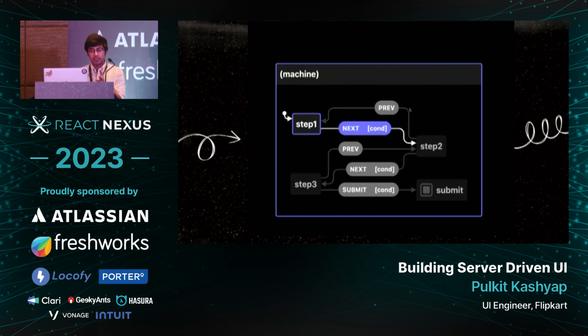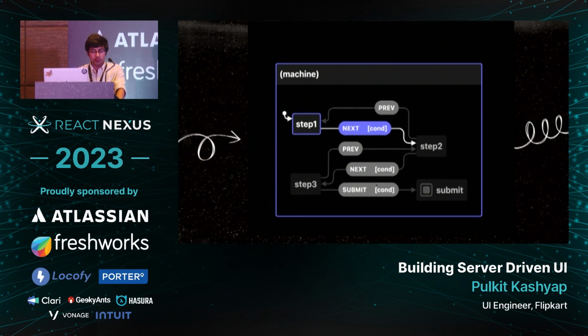It depicts the same thing: you're on step 1, and there is a guarded transition. If the condition passes, you go to step 2. Otherwise, if the condition is falsy, there is a previous transition here, so you come back to the previous state. Even if you go to step 2, you can come back to the previous step. Similar things happen with step 3 and with the submit step, okay?